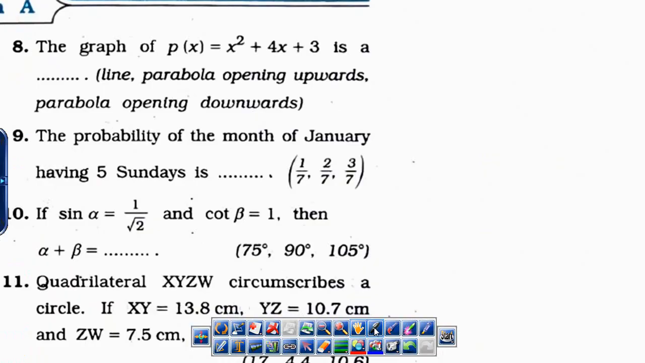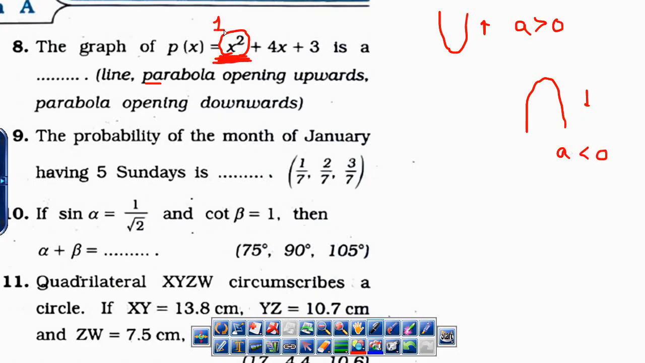The graph of so and so is a parabola because it's a quadratic graph. Parabola means U shape, but there are two types of parabola, opening upwards and opening downwards. If it is opening upwards, A is more than 0. If it is opening downwards, A is less than 0. Here A is 1 and that 1 is positive. Therefore the parabola opening upwards is the correct answer.